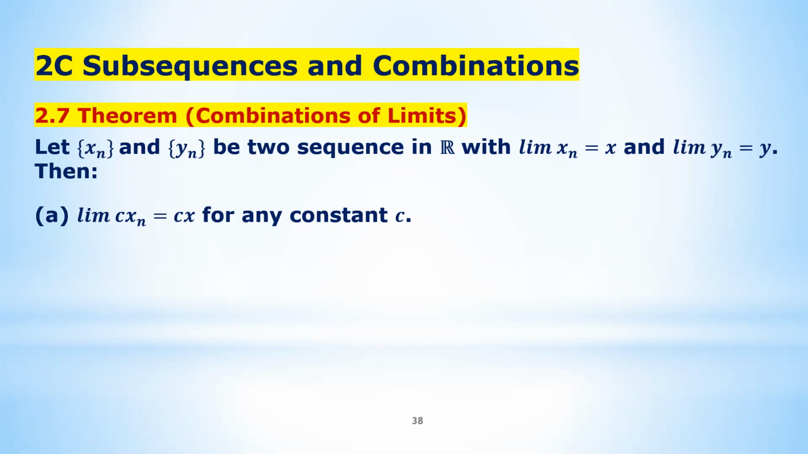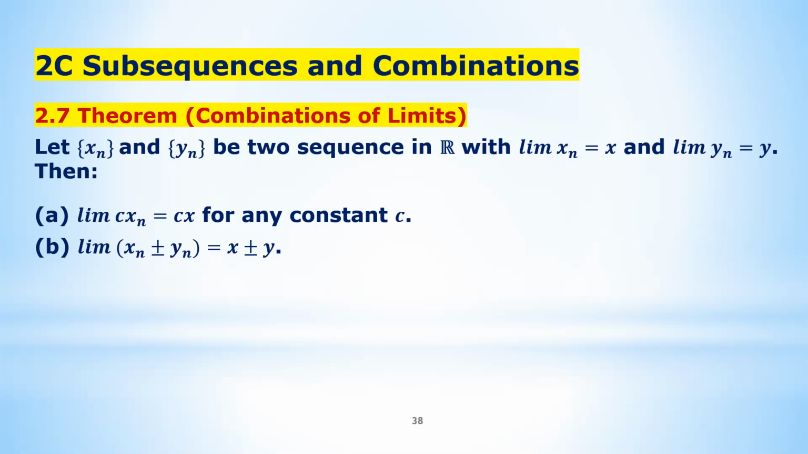That's the first result. The second result is that I can add or subtract the sequences x_n and y_n, and then the new sequence will also be a converging sequence, with the same combination as its limit. So the limit will be x plus or minus y.